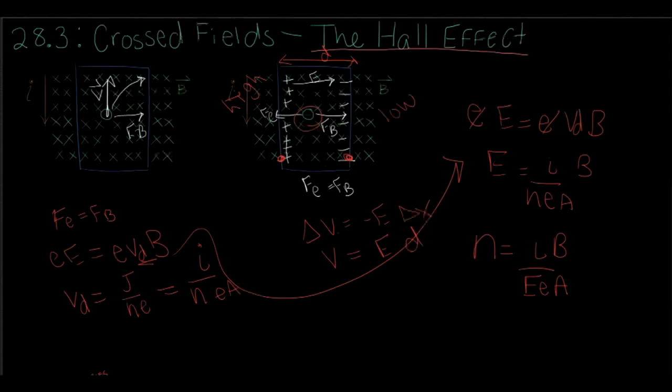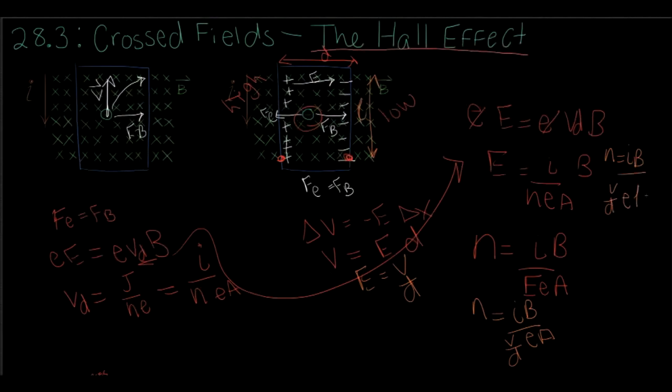From this formula back here, we know that E is equal to V over d. So we can solve n equals IB over V over d times eA. A is the area, so in this case, this is the length and the distance. So n equals IB over V over d times e times L times d. The d's cancel, so n equals IB over VeL.